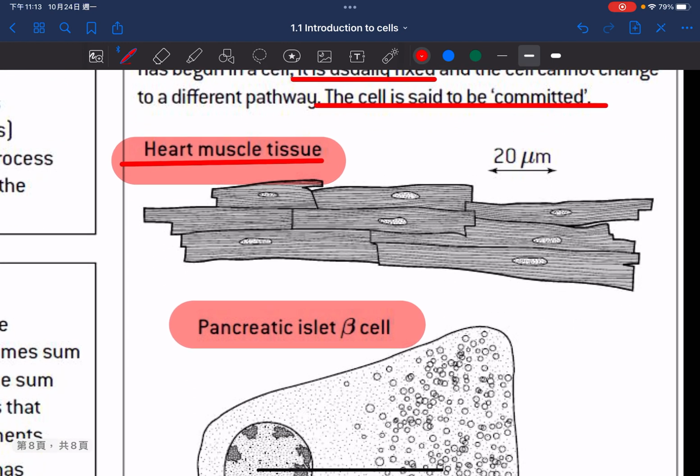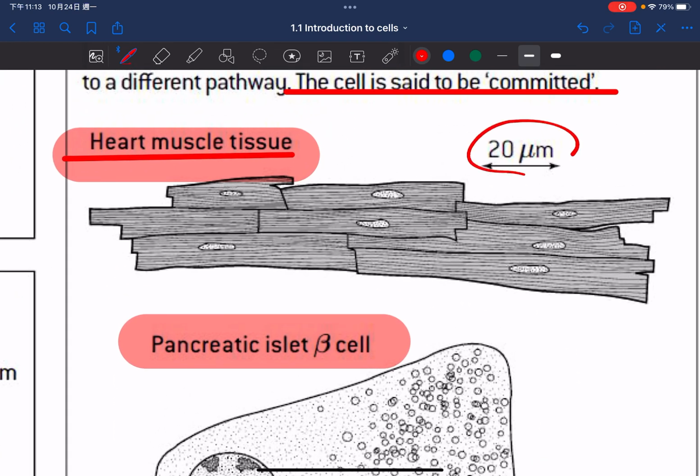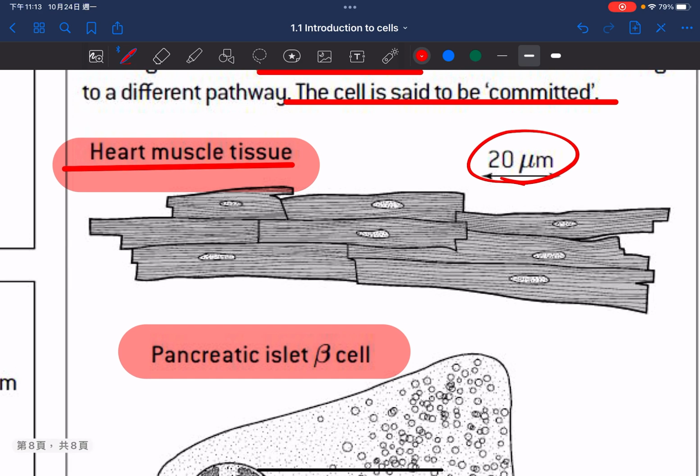Okay, let's see. The first one is the heart muscle cell. The muscle cell is big and it can contract. Contract means they can be shortened, and that's why you can do something with your muscle.